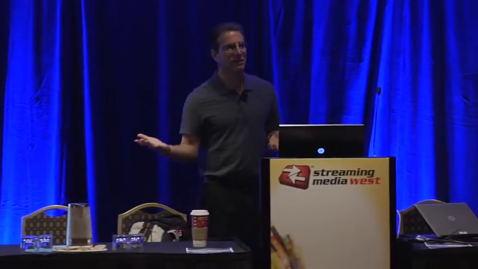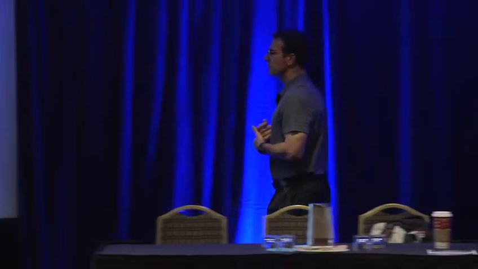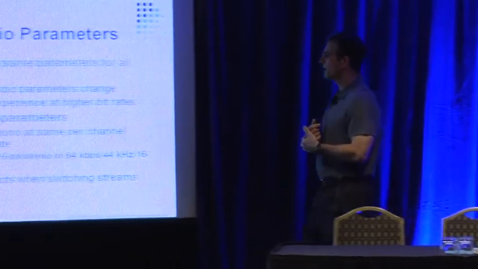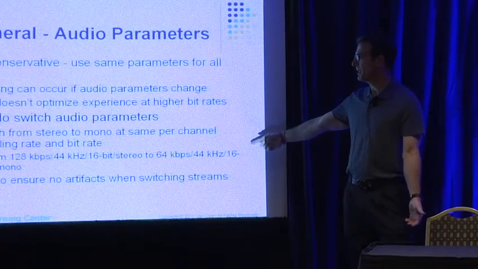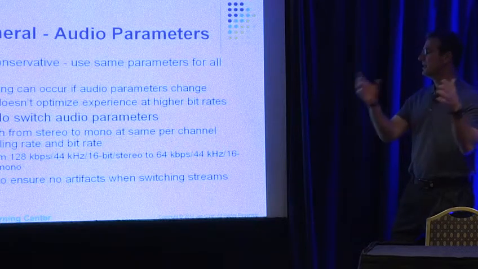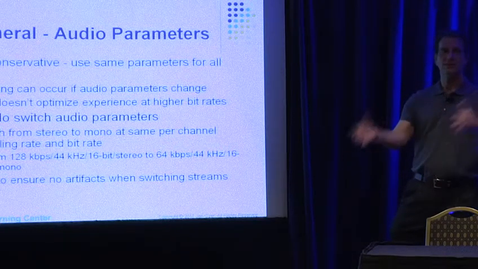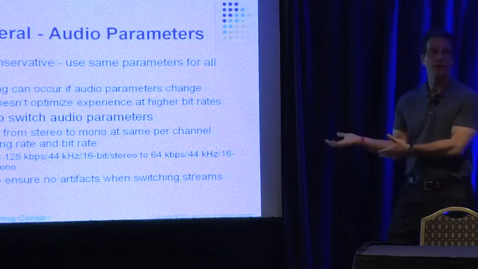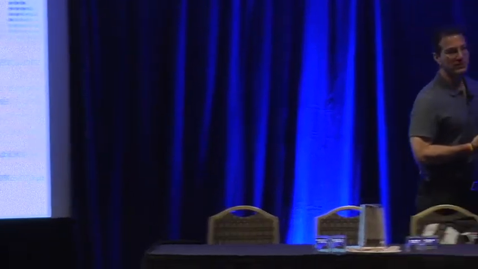You're going to try this, you're going to test it, then you need to just listen and see what happens when you encode your own files and stream switch. Most of the people who are doing this are switching from mono to stereo using the same per channel sampling rate and the same bit rate. So start out at 64 kilobits per second mono, 44 kilohertz 16-bit, and then switch to stereo using the same parameters. And that may reduce any artifacting that you would encounter.